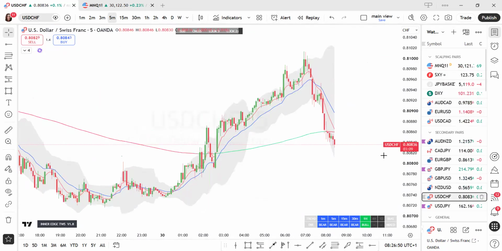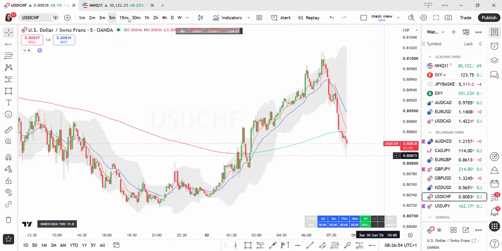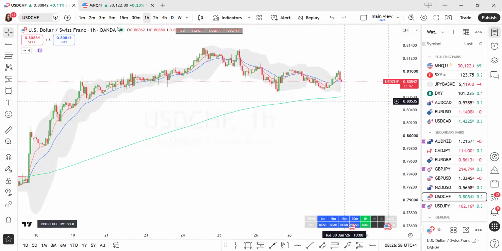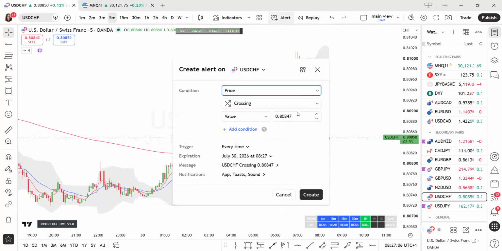USD CHF. Looks like this is starting a descent. Where's that 1 hour? Not too far away, look. So again on this, I'm just going to go MTF aligned bear.